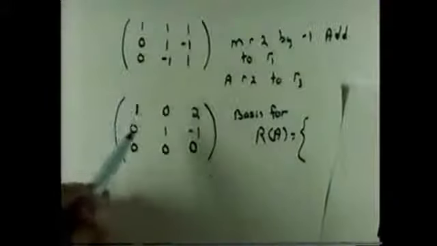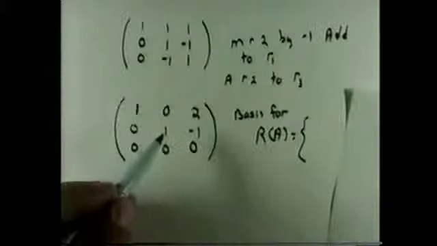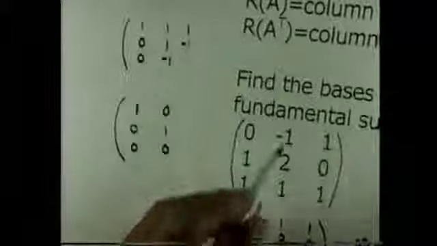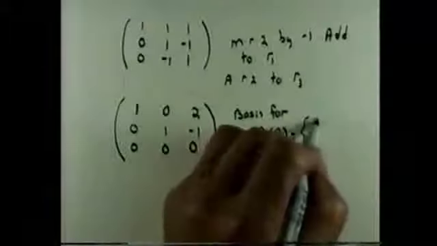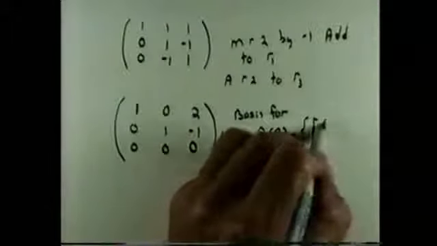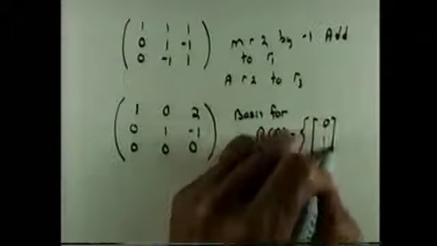Let's go back to the original one. The first and the second rows start with 1, so I'll take the first and the second columns. So it'll be 0, 1, 1 and negative 1, 2, 1.